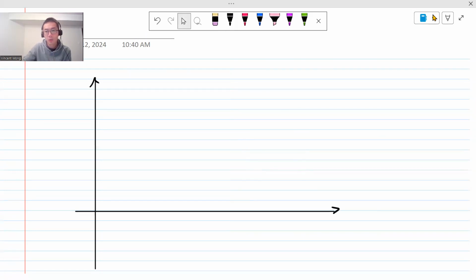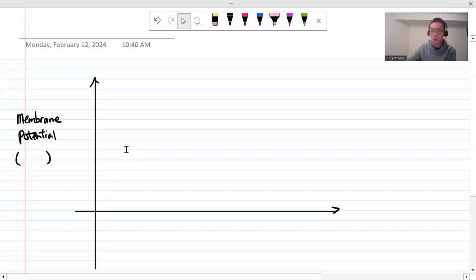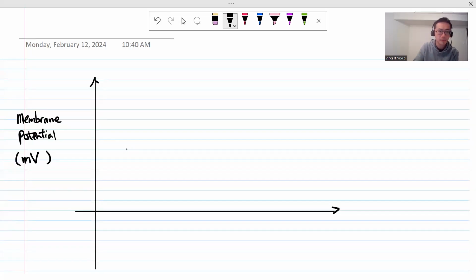On the y-axis we have the membrane potential, which is measured in what units again? Trying to keep you guys engaged here. Millivolts, yeah, mV. And this is going to be time, and it's really fast. It's measured in milliseconds.